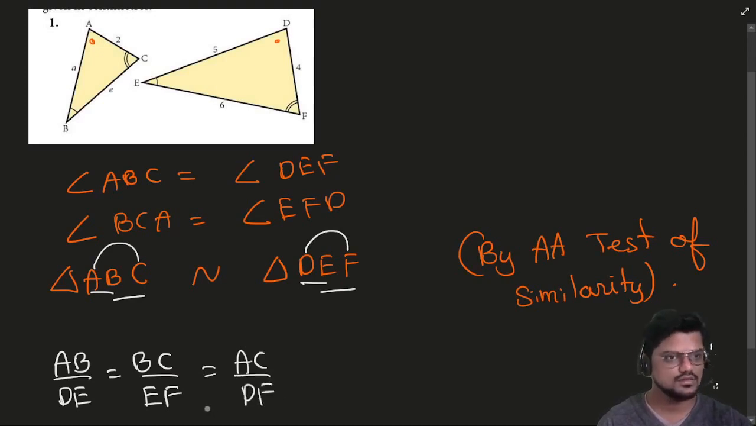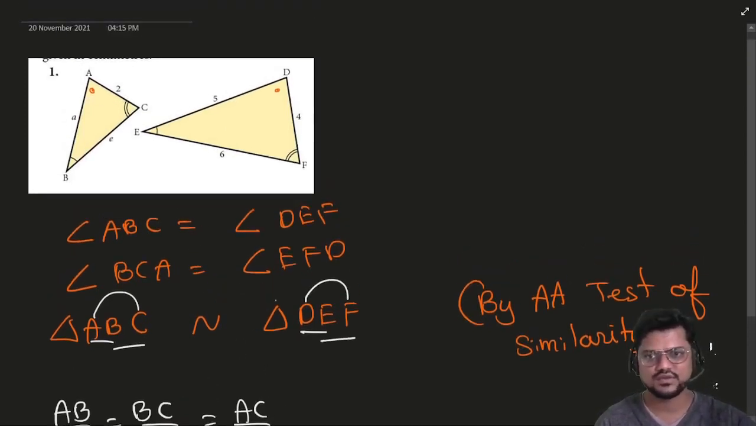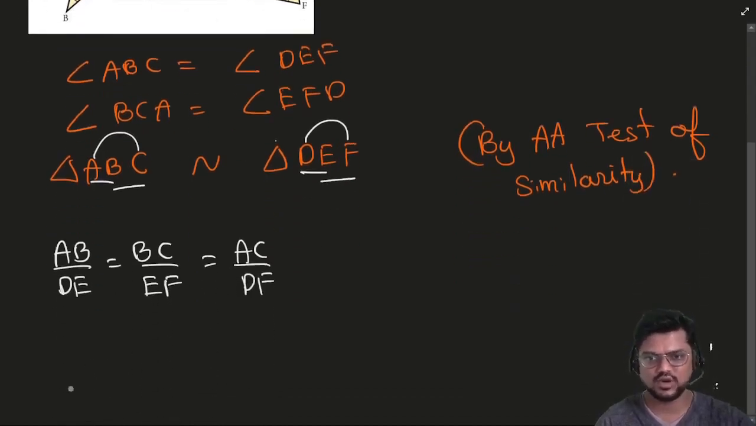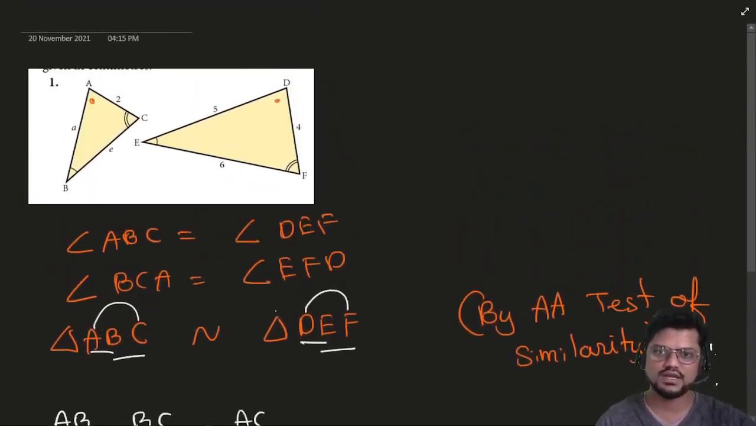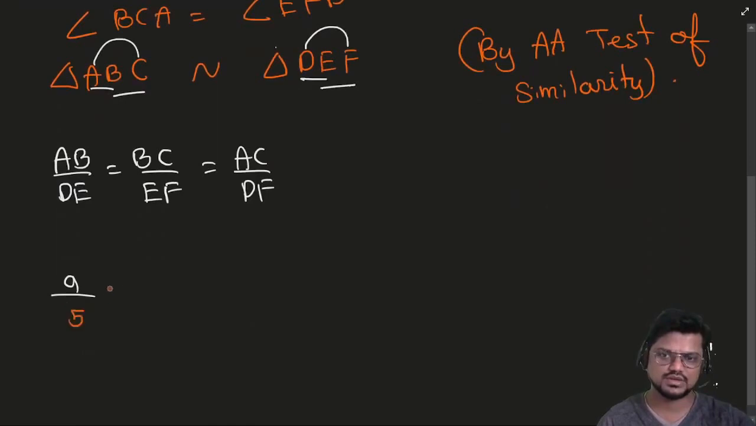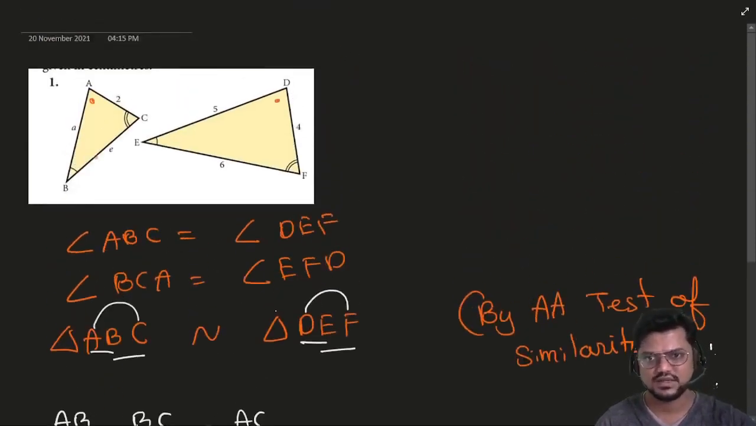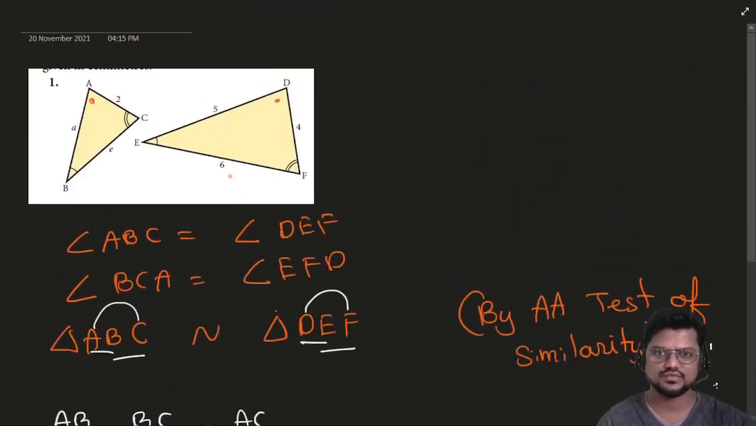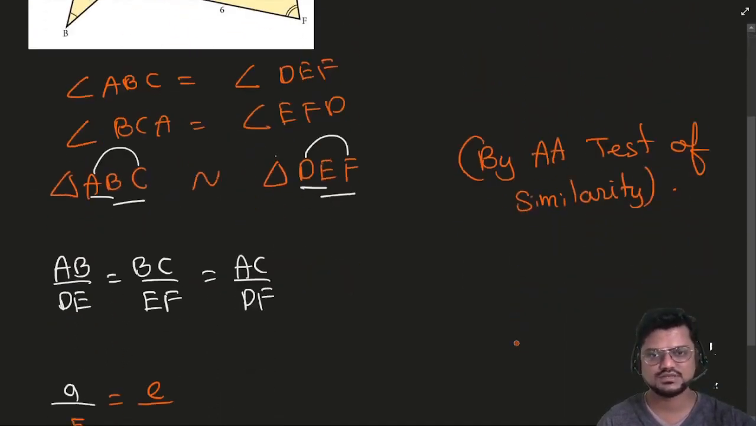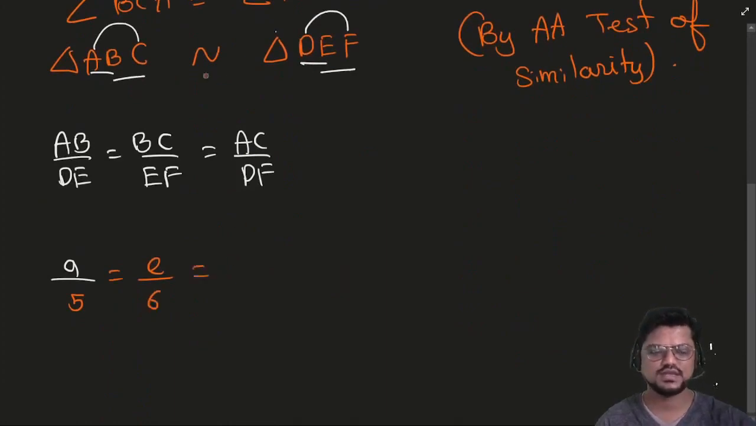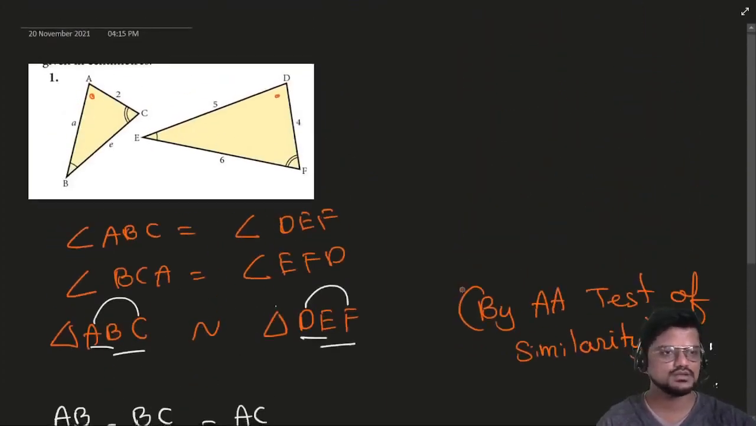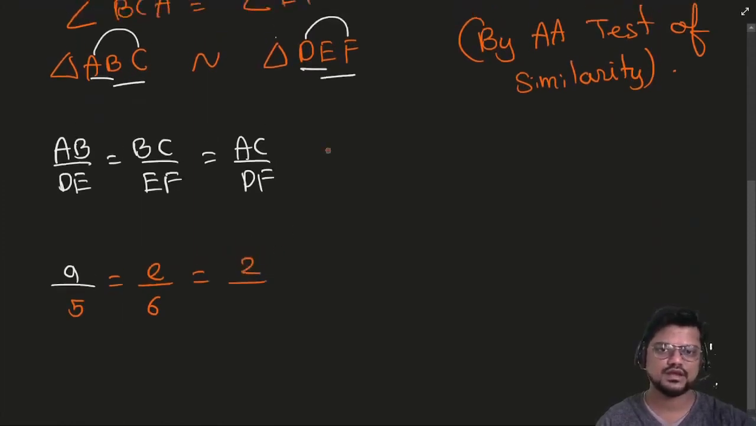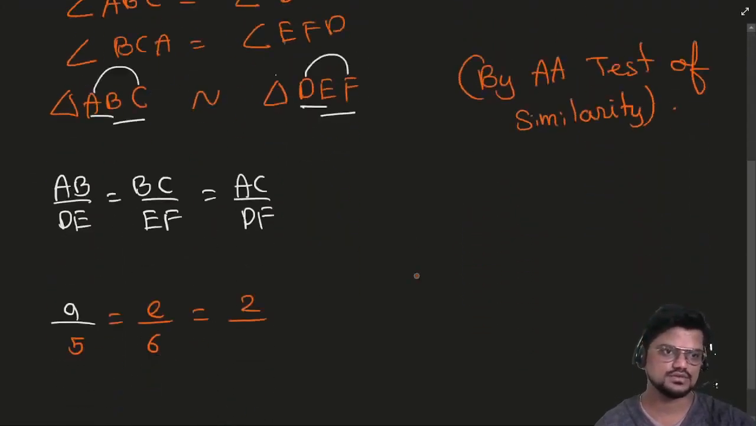Is that clear? Now, what are the values they have given? For AB, they have given small a. For DE, they have given 5 units, 5 centimeters you can say. BC is E centimeters. EF is 6 centimeters. AC is 2 centimeters. And DF is 4 centimeters.